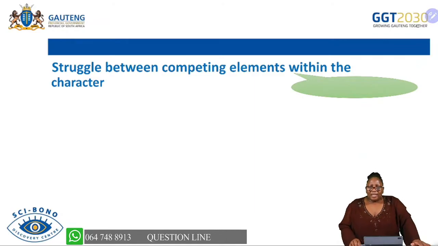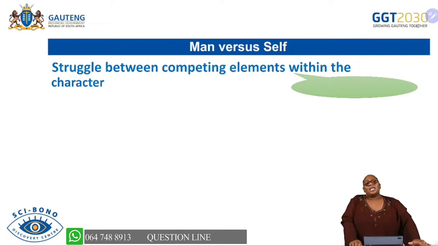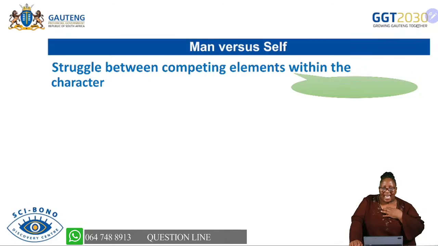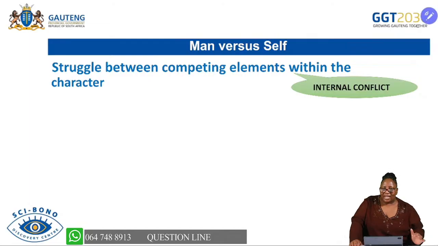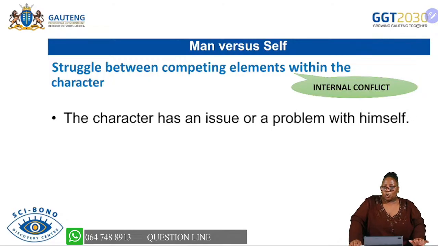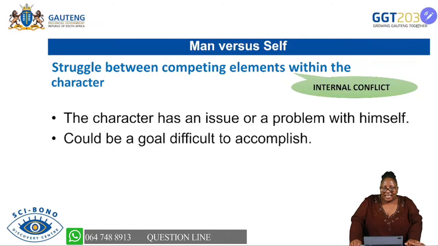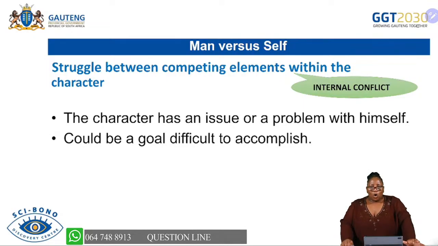It's a struggle between competing elements within the character when we deal with man versus self. People will normally say, you know what, I am conflicted. I'm not sure what to do. I don't know whether to believe in this particular thing or not. I must make a decision to do the following, but I have a problem with myself. I have a problem in making a decision. So that is what we call internal conflict.